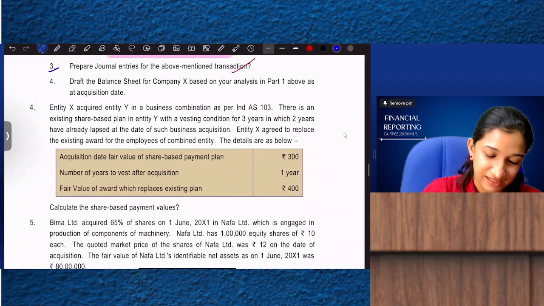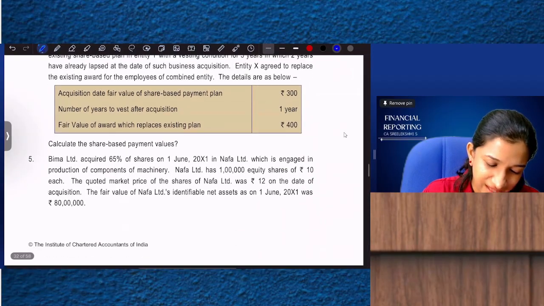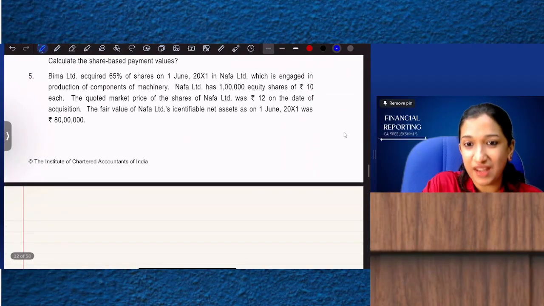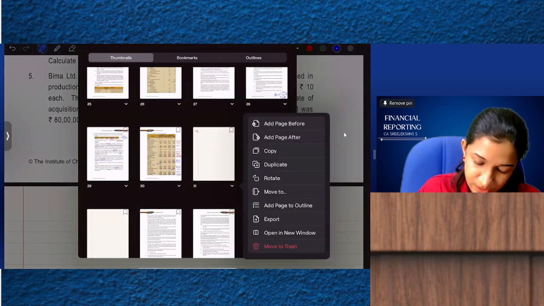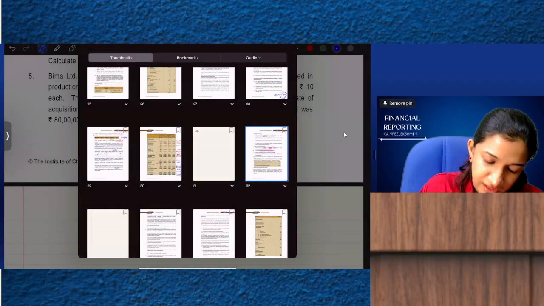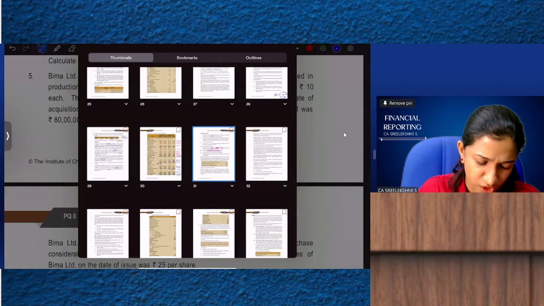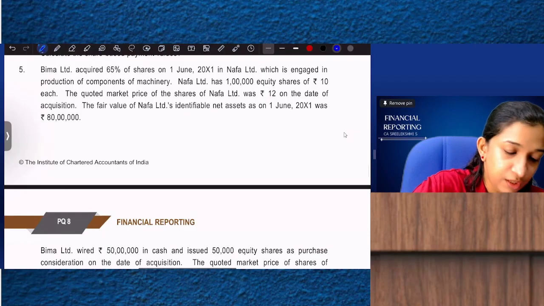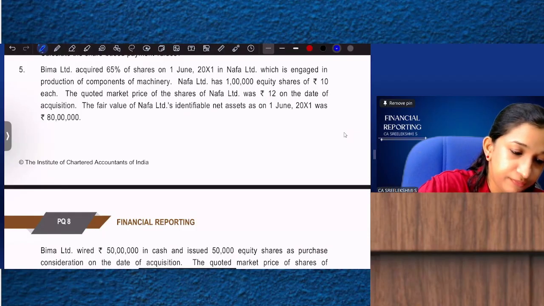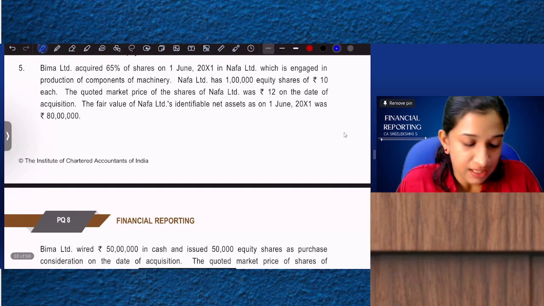What is next? Question number 4, just the pre-combination expense calculation, that we are not doing. Question number 5, practice questions. 1 second. Practice questions, question number 5. These are new questions added. We are going to try the new questions added. Please focus. Yes. Question number 5. Easy questions, but we should try once.